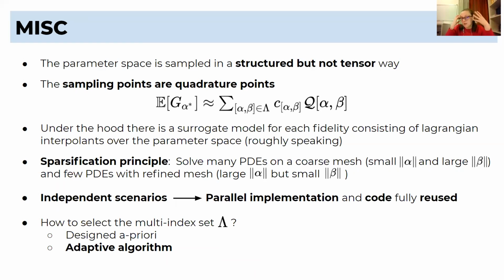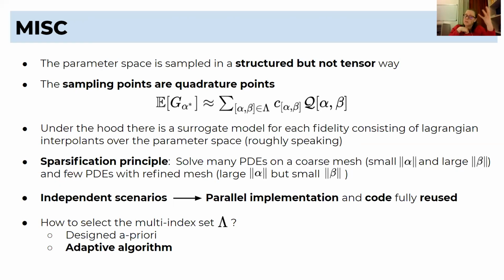So the sampling points are quadrature points. So we select them, and we get the MISC quadrature formula. And we should not forget that underlying it there is a surrogate model. This surrogate model consists of Lagrangian interpolants. So for each fidelity, we have Lagrangian interpolants over the parameter space.